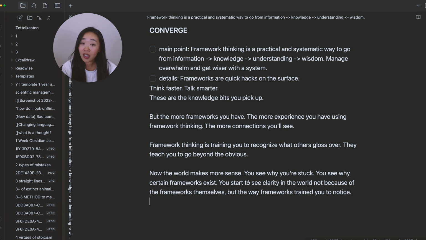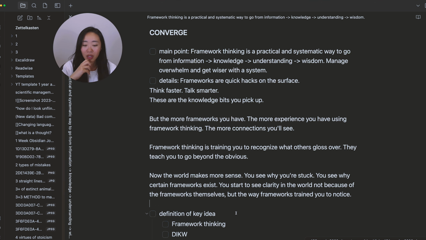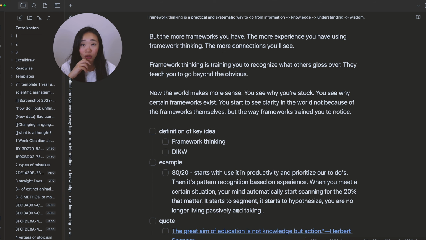Now let's keep on building on this idea. The definition of key ideas. Two things I need to do. One is framework thinking, and two is DIKW, this process of going from data all the way to wisdom. And I'll have to work on those.